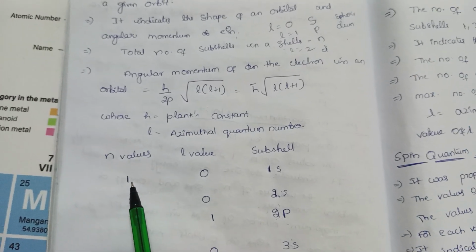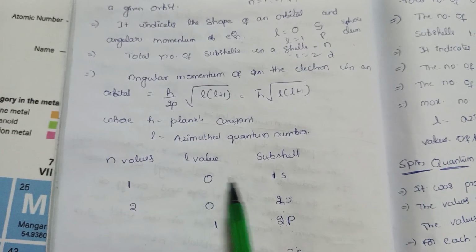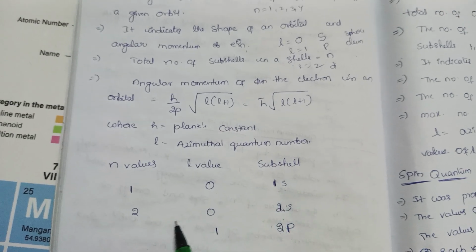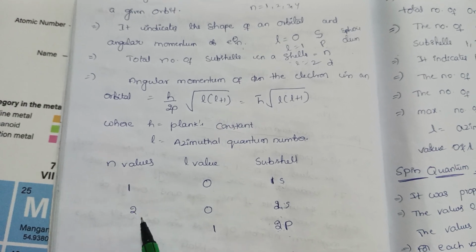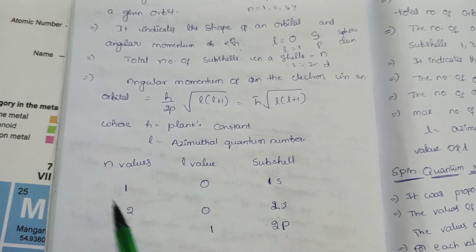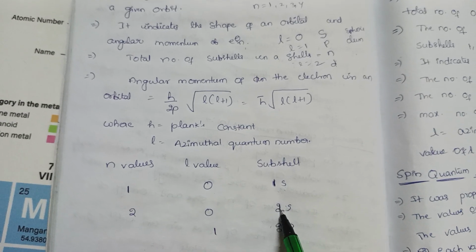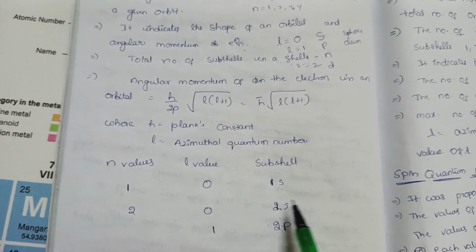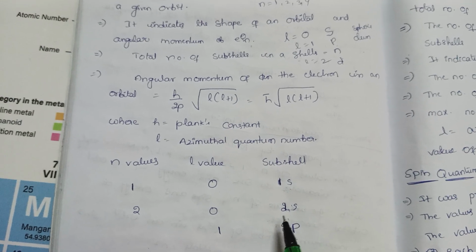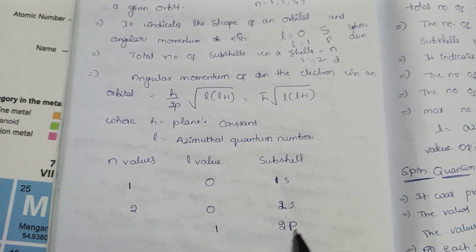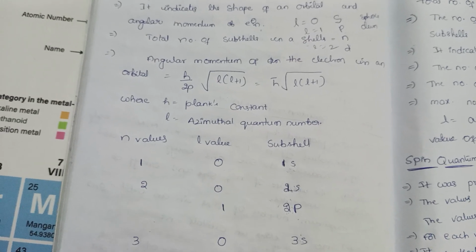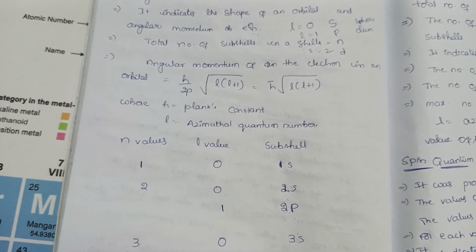If n equals 1, l is 0. 0 means s orbital, and n, the principal quantum number, is 1. If n is 2, l is 0. 0 means s orbital, and 2 is the principal quantum number, so 2s orbital. Like that we can find out the subshell. Here 3 means 3 subshells are present, 2 means d orbital, and 3 is the principal quantum number.